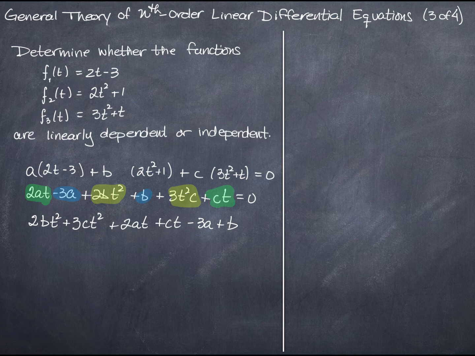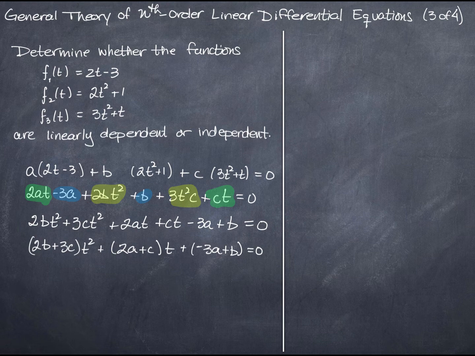So now I'm going to factor out that t squared. I'll have 2b plus 3c times t squared, and then I'll factor out the t. I get 2a plus c times t, and then I forgot my equal 0 up here, and I have the constant. I'll put a plus here, negative 3a plus b equals 0.